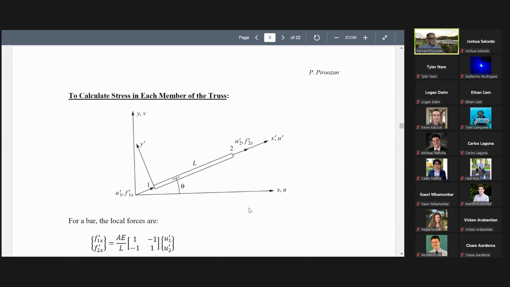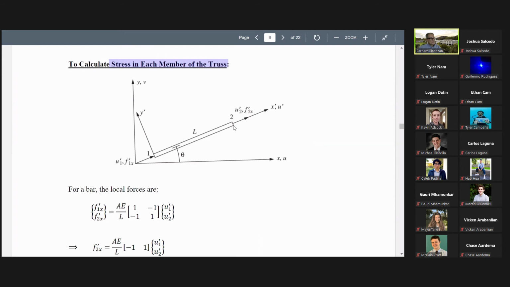Now, let's go back to this stress. Remember, we didn't talk about stress. Time to look at the formulation for stress, and then we go back to that problem and find the stress. So pay attention, you are going to do the stress. This is one of these elements, node 1, node 2. This is our local coordinate system, and this is our global coordinate system.